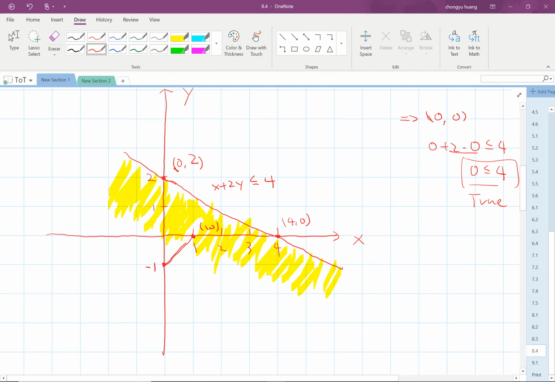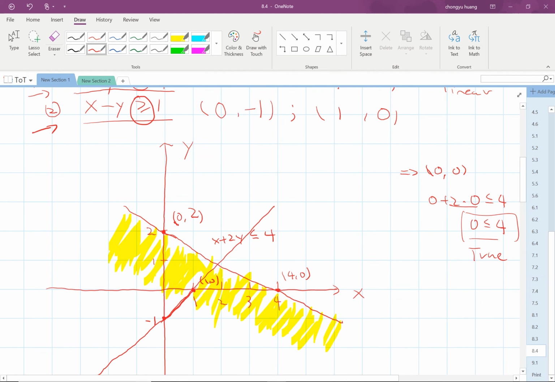So we have to draw a solid line, because it is included. If it is not included, then we have to draw a dashed line. As you can see, this line represents x minus y greater than or equal to 1.